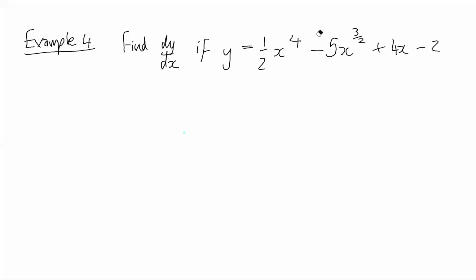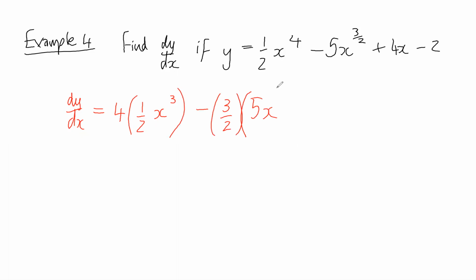Okay, so dy by dx. You bring the 4 down, so we have 4 times by a half x to the 3. Then we bring the 3 over 2 down, so that's 5x. 3 over 2 take away 1 is a half. And then that just becomes 4. So 4 times a half is 2. Then this, you just keep it as a top-heavy fraction. So it's 15 over 2 x to the half plus 4.